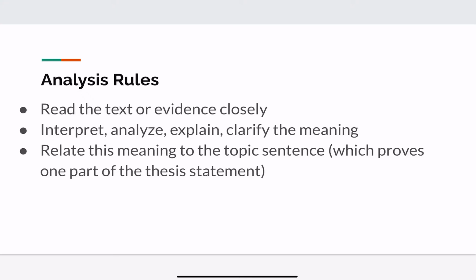And then try to interpret or analyze or explain or clarify the meaning of the quote as it's related to the topic sentence. Now, this is also going to relate to the thesis statement. So everything has one cohesive message that you're trying to get across, which is that thesis statement.